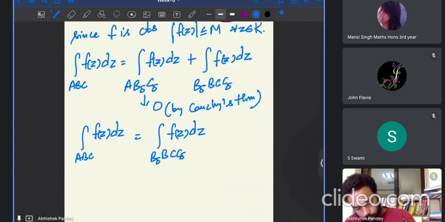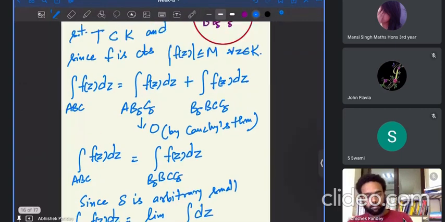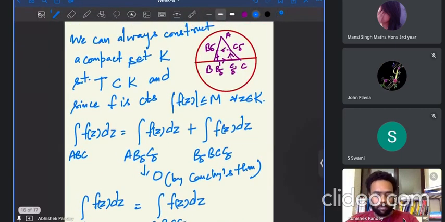Okay. So since delta is arbitrary, meaning arbitrarily small, what we can do here is that the integral over ABC of F(z) dz is the limit as delta tends to 0 of the integral over B delta, B, C delta. This we can always do. Once delta tends to 0, this will cover the integral.